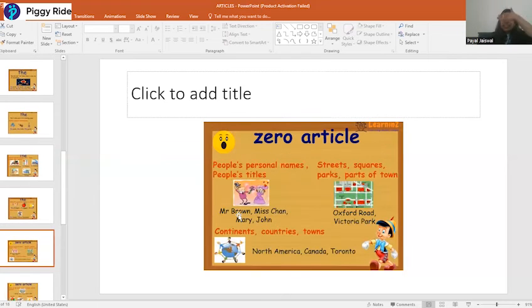Okay, and let's go to the next part, which is zero article. Whenever you see that people's personal names are there, people's titles are there, don't put any article. This is the place where students make a lot of errors and mistakes, okay? So please listen to this part very attentively. Before people's personal names, don't use any article. People's titles, don't use any article.